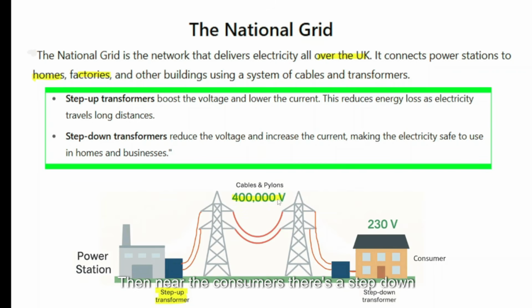Then near the consumers there's a step-down transformer here, and that will reduce it to 230 volts. Now why do we use these high voltages for the electricity transmission? The reason is explained by the formula P is equal to I squared R.